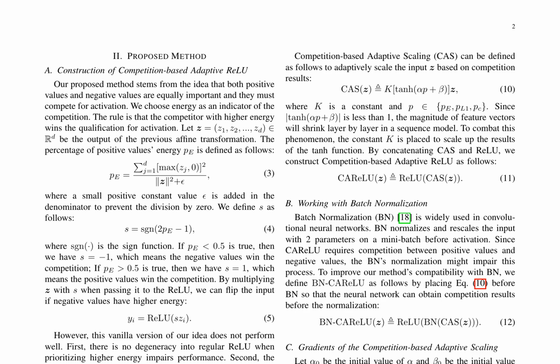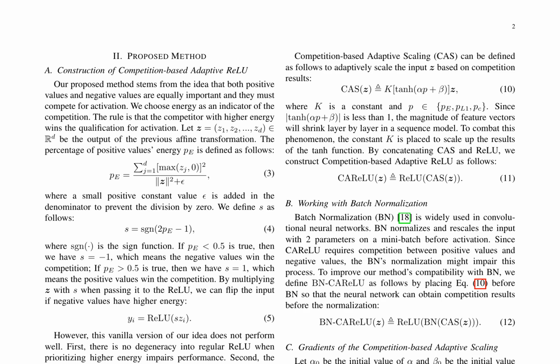The authors propose a novel method for constructing a competition-based adaptive ReLU, CAReLU, activation function. This method is based on the idea that both positive and negative values are equally important and should compete for activation, indicated by energy. The competitor with higher energy wins the qualification for activation. The authors define the percentage of positive values energy, p_E, and use a sign function to determine whether positive or negative values win the competition.